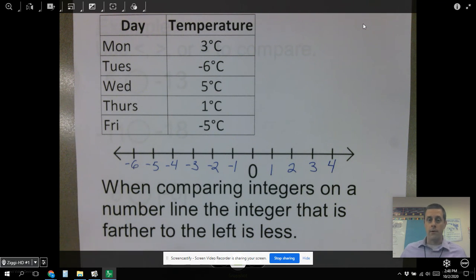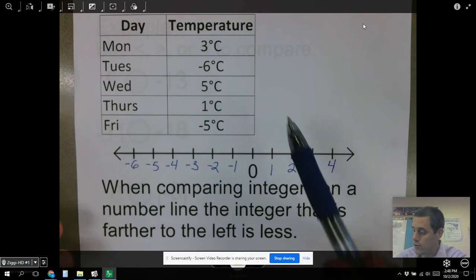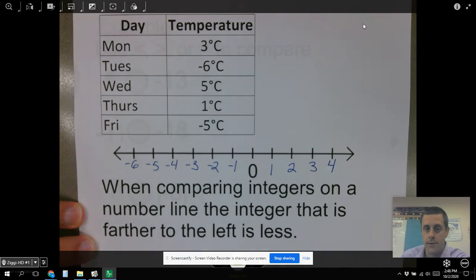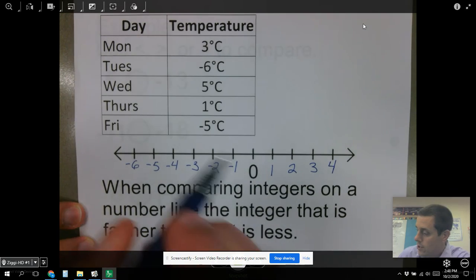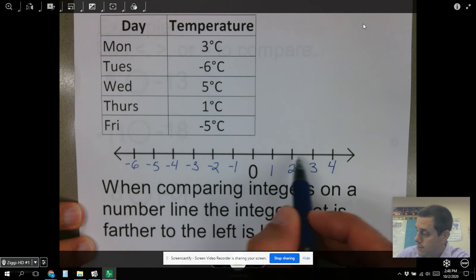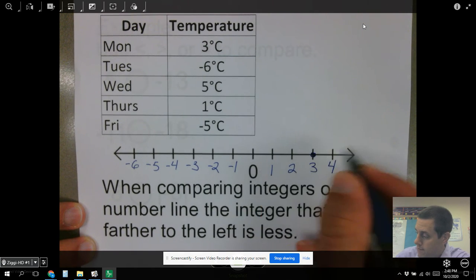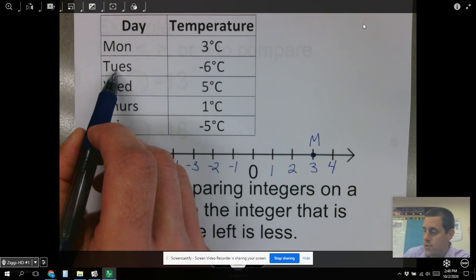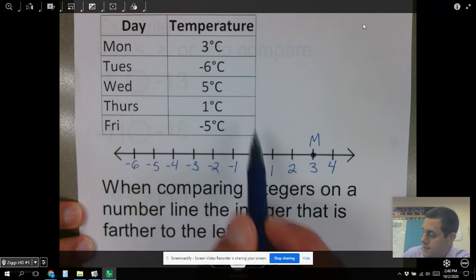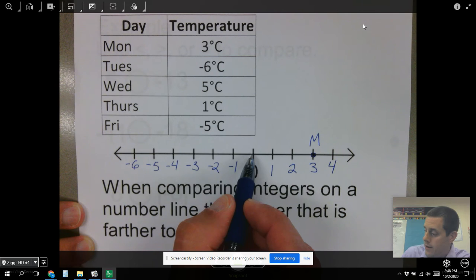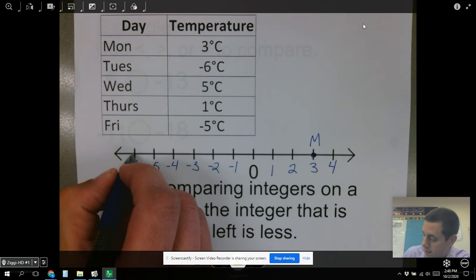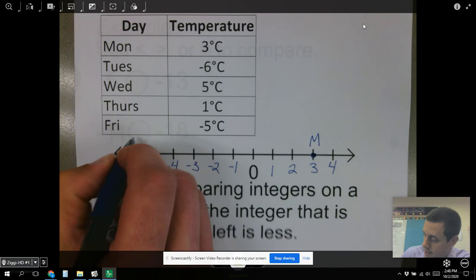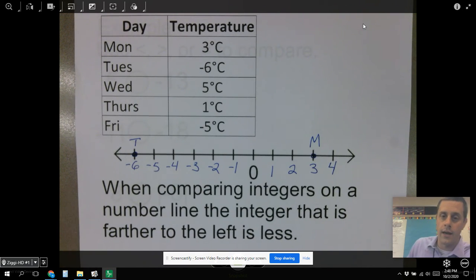Hopefully you have created your own number line looking like mine, and we're going to use it to plot the values from the table. Starting with Monday. Monday had a low temperature of 3 degrees Celsius, so we're going to go positive 3 means 3 units to the right of 0. We're going to plot a point on positive 3, and we'll label it M for Monday. Our next temperature is Tuesday, had a low temperature of negative 6 degrees Celsius. So to plot negative 6, we start at 0, and we're moving 6 units to the left and plotting a point at negative 6. Label it T for Tuesday.